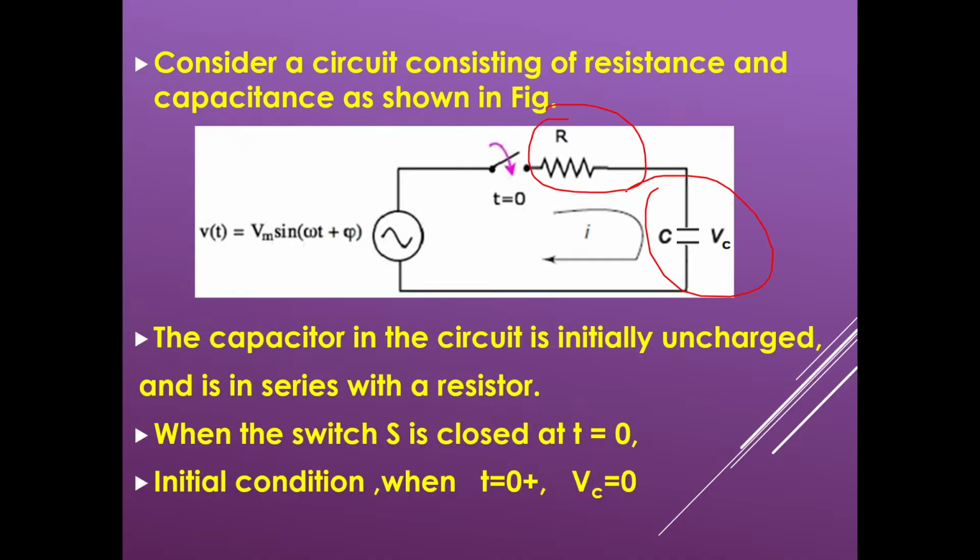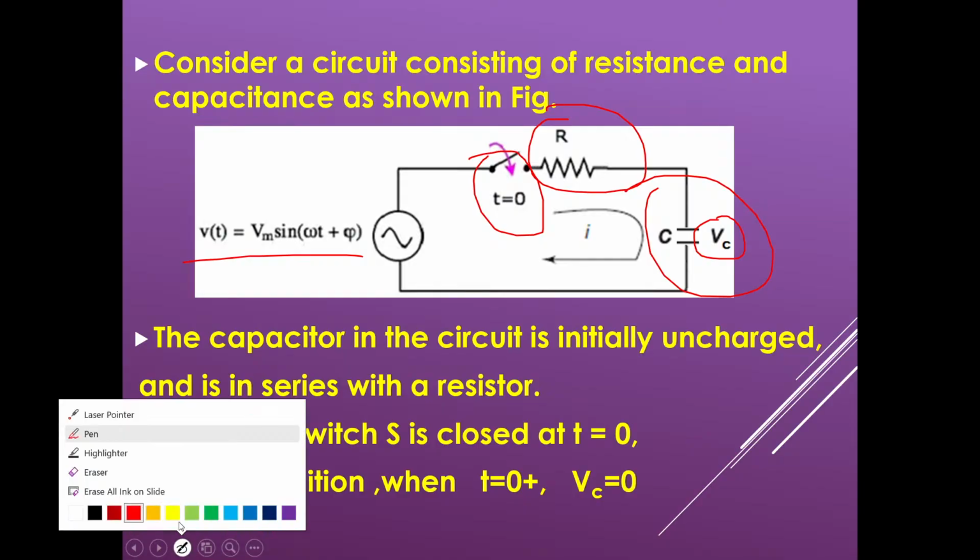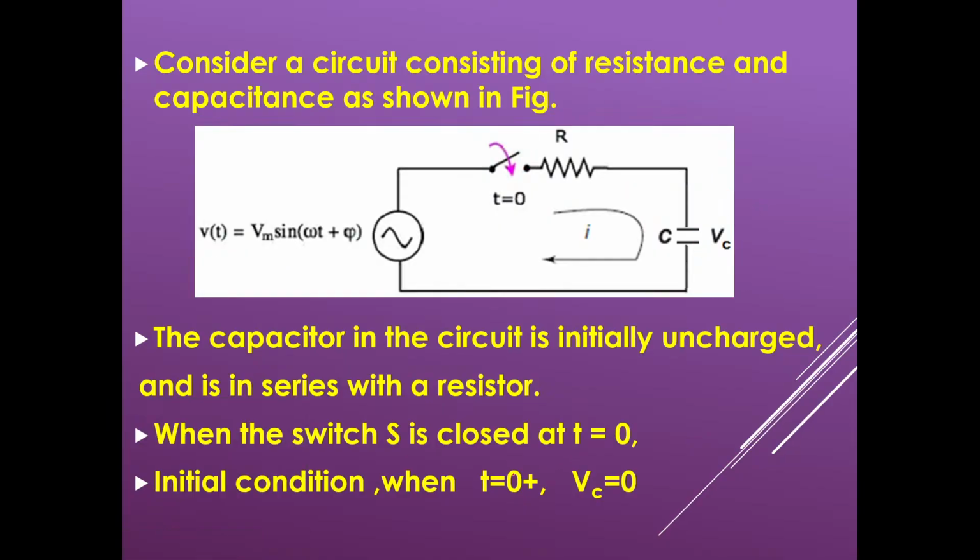R and C are connected in series and there is a switch. This is our AC supply, that is V of t is equal to Vm sin(omega t plus phi). Initially the capacitor is not charged, so the voltage across the capacitor immediately after closing the switch will be equal to 0. So at t equal to 0 plus, immediately after closing the switch, the voltage across the capacitor is 0, and the switch is closed at t equal to 0.